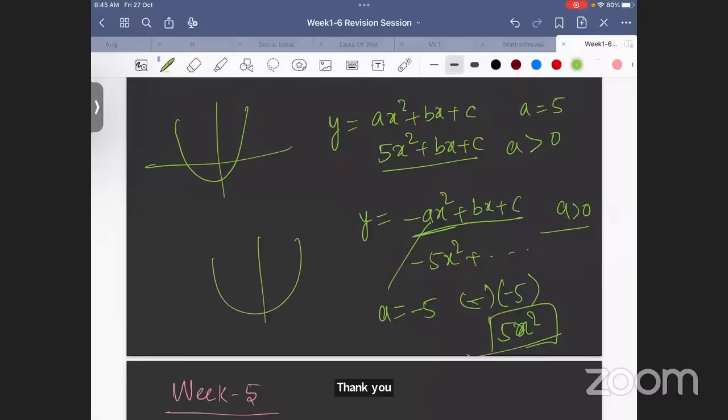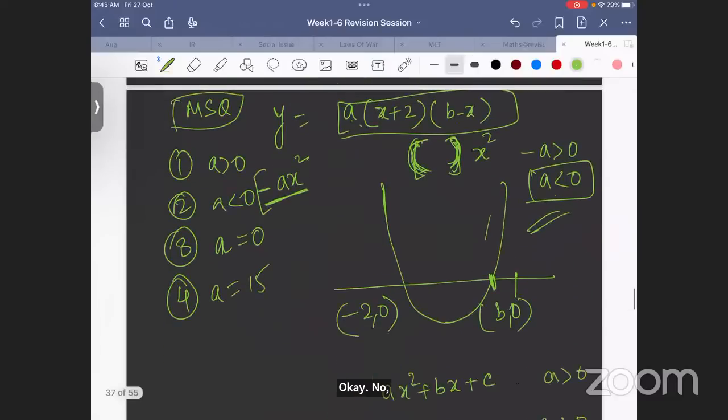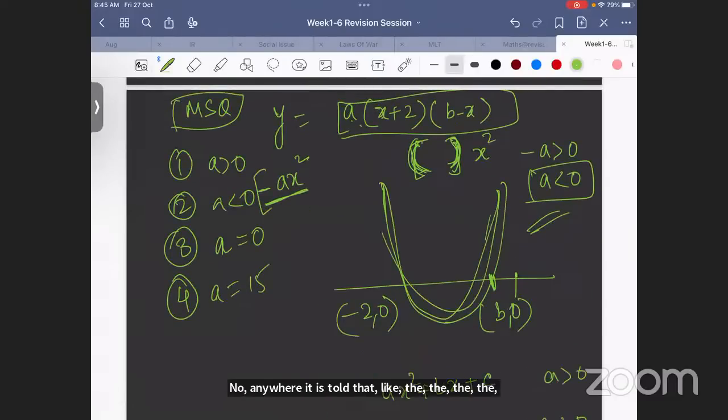Anywhere it is told that the parabola is drawn in the question? Why do we have to make it upward? In the question it is given that it is going upward. Then I got it. Okay, I understood, sir.